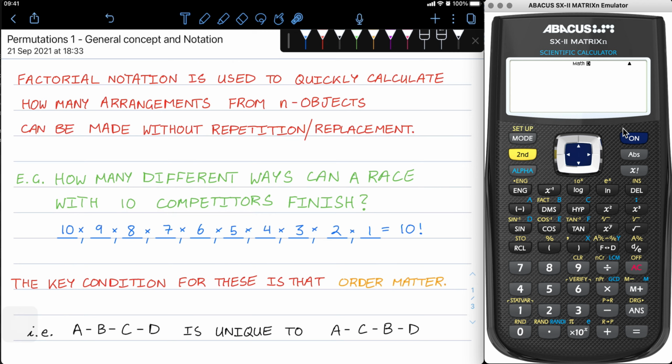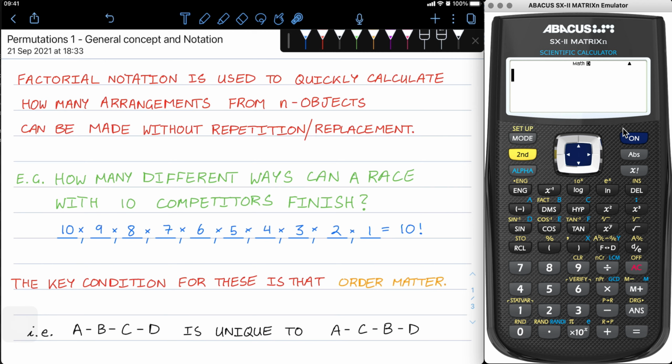In first place, there are 10 possible people who could come first. In second place, because one of them is now in first place, there's one fewer who could come in second place, and so on. So first place could be 10 people, second place 9, 8 for third, and so on. And we saw that we could easily write this as 10 factorial.